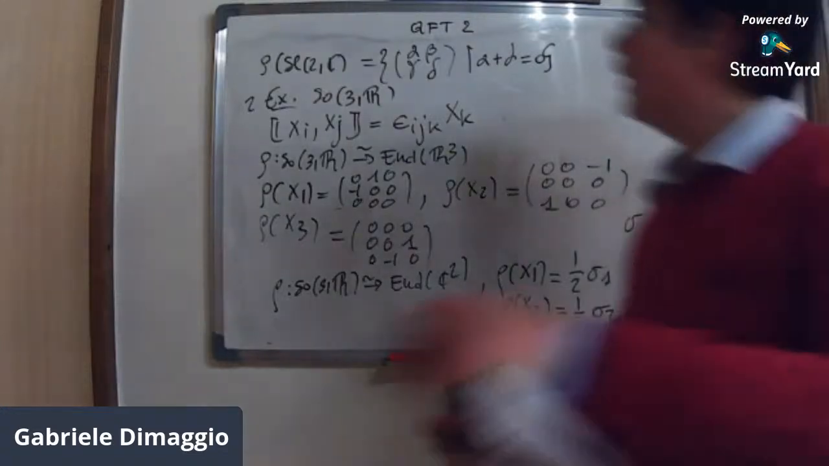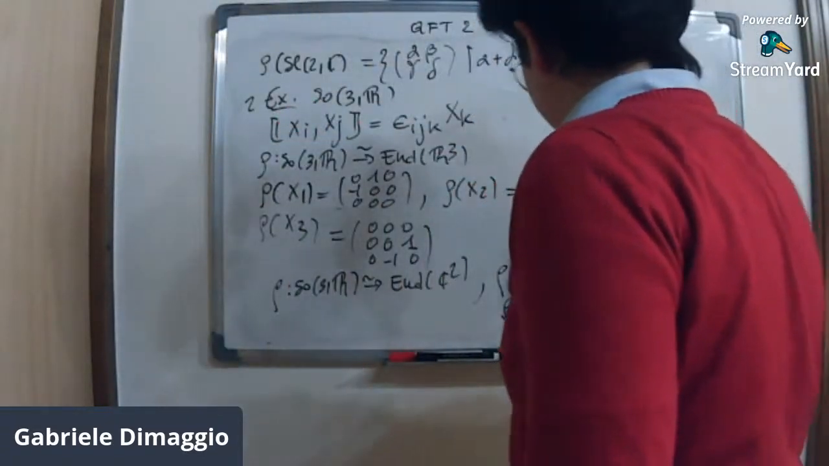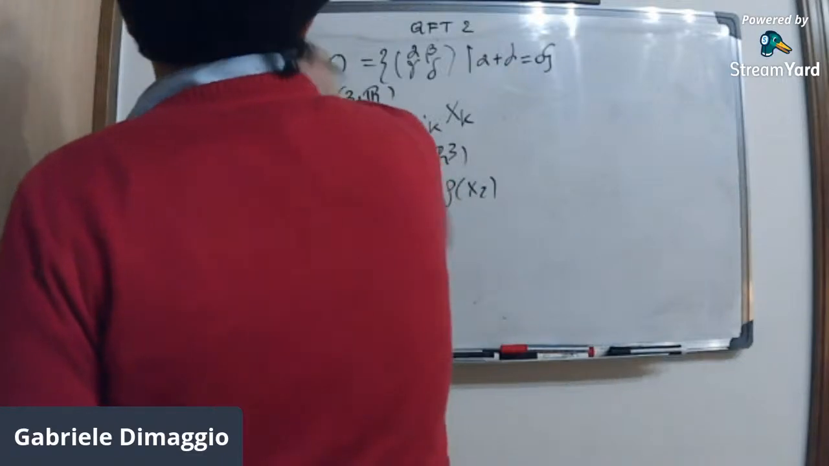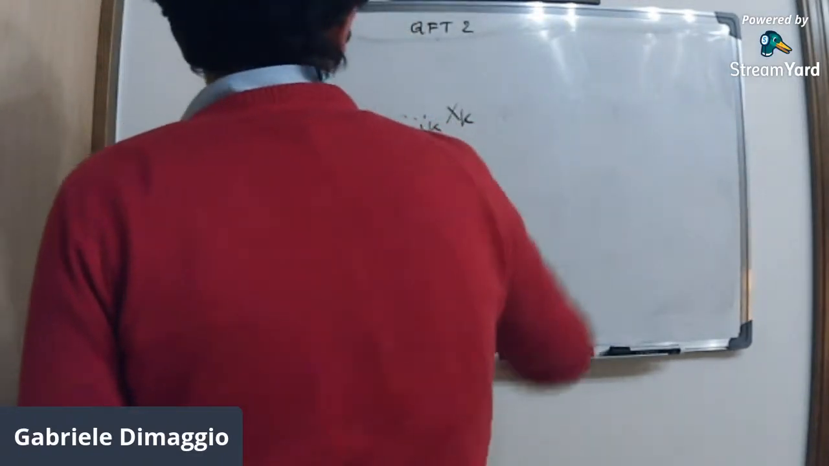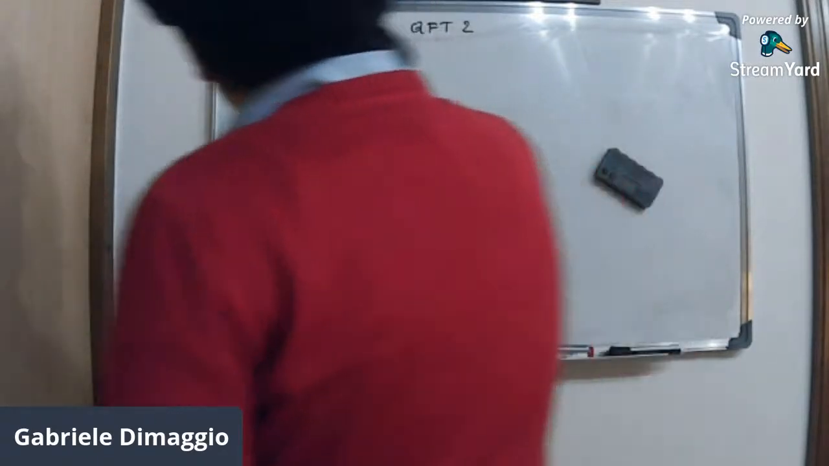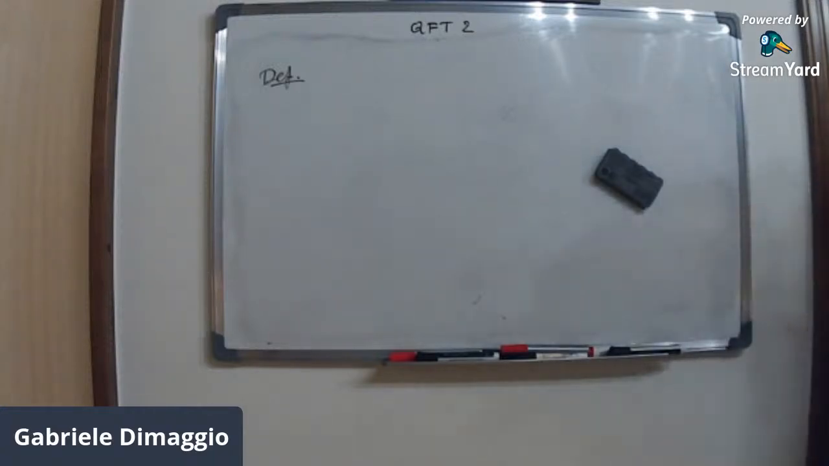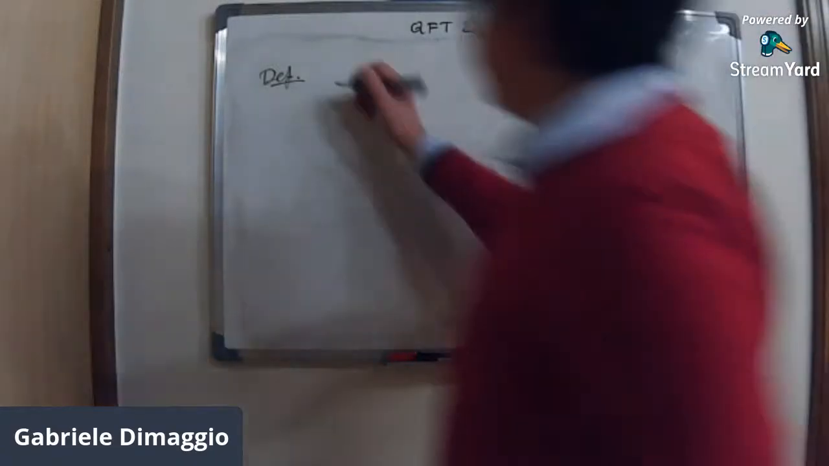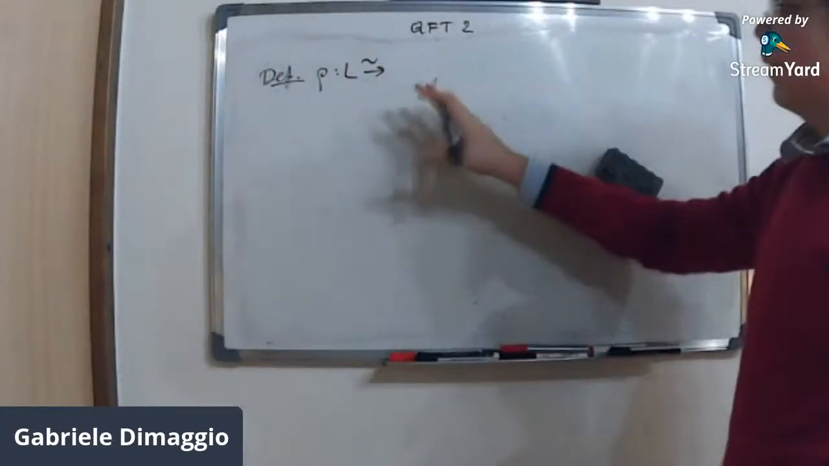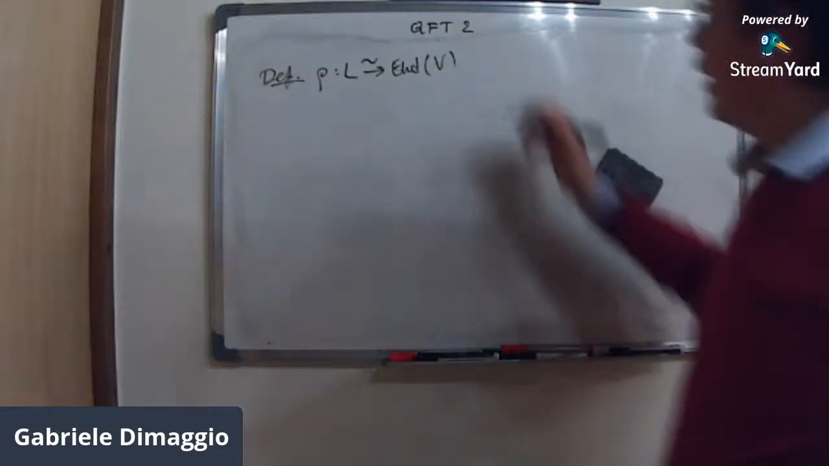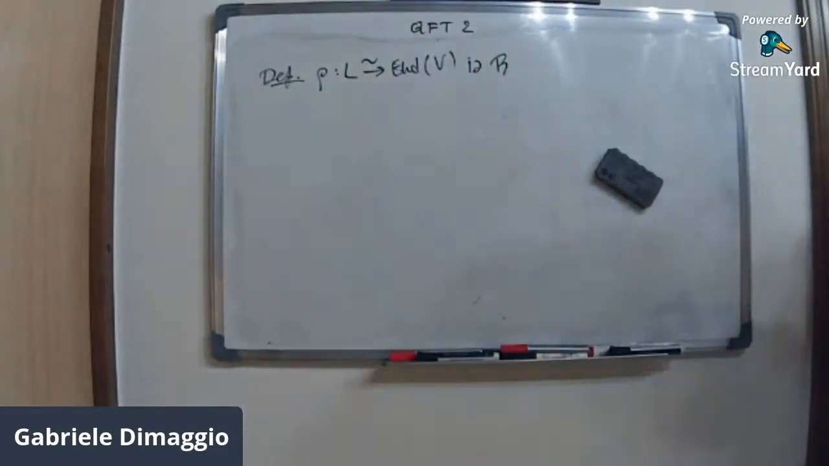Perfect. Now, definition. A representation rho from L to the family of endomorphisms over V is called reducible. I have attention: reducible.